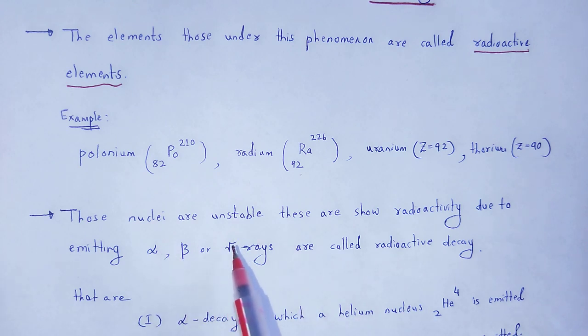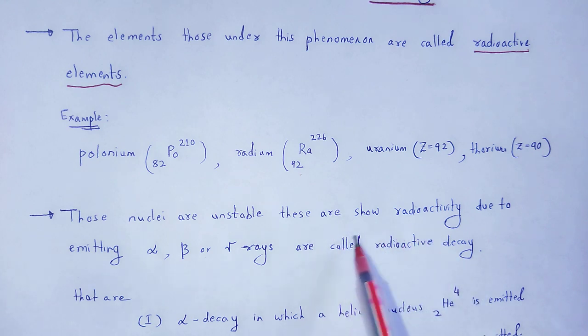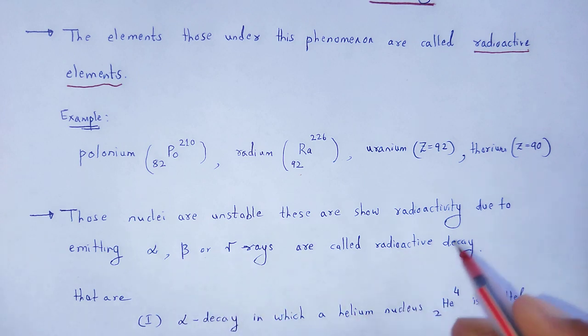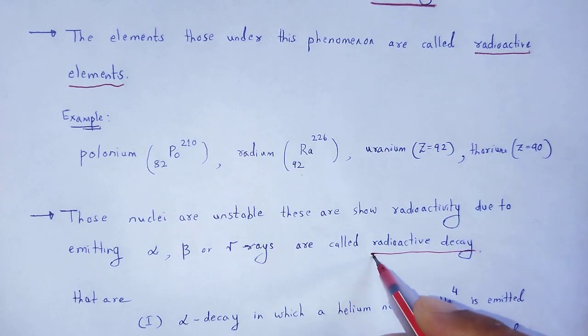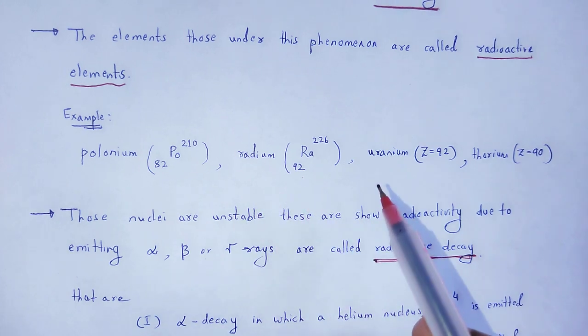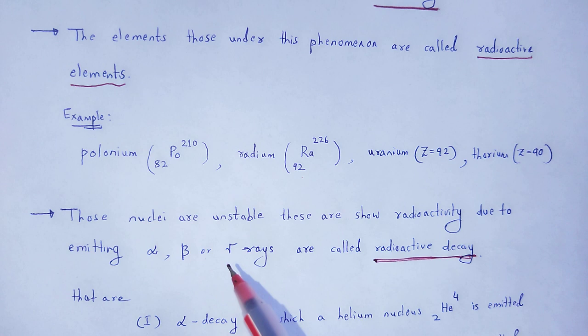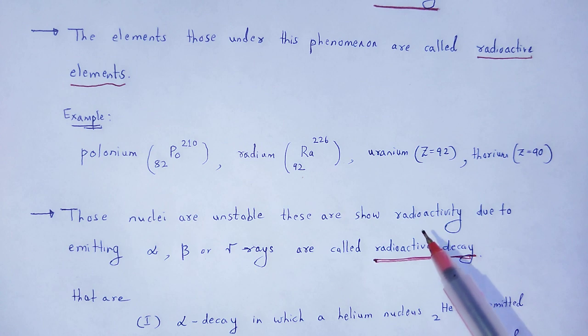Those nuclei are unstable, they try to become stable. They show radioactivity by emitting alpha, beta or gamma rays, and that process is called radioactive decay. Thus, nuclei that are unstable show the phenomenon of radioactivity. How does that phenomenon occur? Due to the emission of such radiations, alpha, beta or gamma radiations, and that type of process is called radioactive decay or radioactive disintegration.